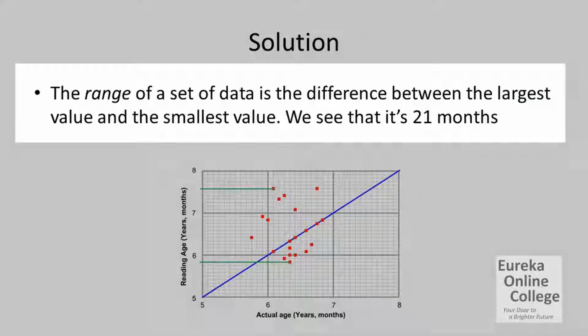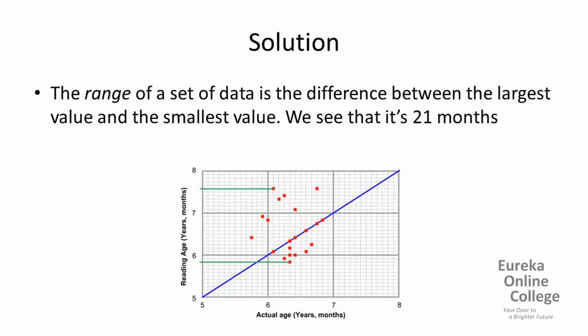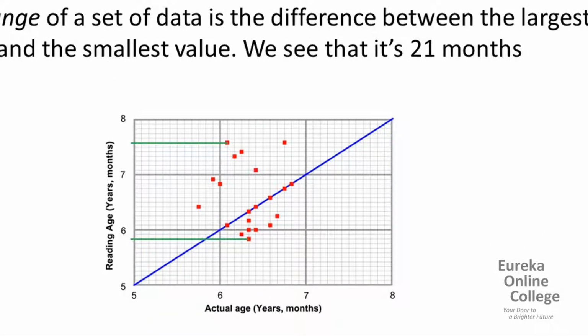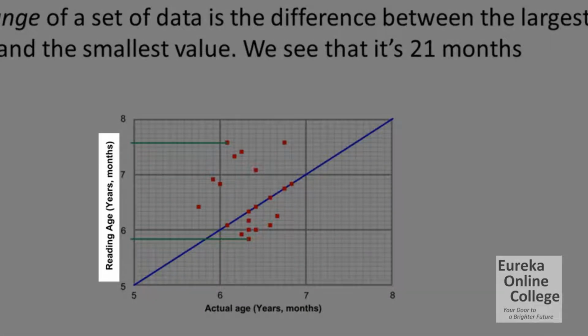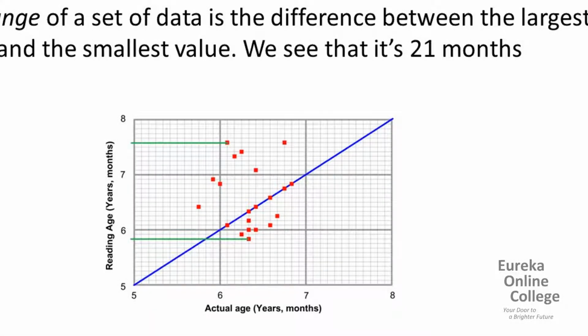Okay, so really we just need to know that the range of a set of data points is the difference between the largest and the smallest value. So you can see on the picture, remember this is the range of the reading age, so we need to make sure that we're reading the correct axis here, so it's the vertical axis. You can see that I've indicated in green the largest and the smallest value for the reading ages. The fact that there's 2 data points with a large reading age doesn't matter. I'm just interested in what that value is.